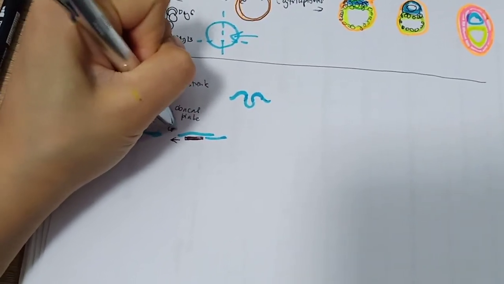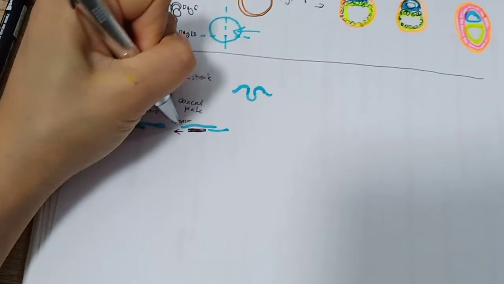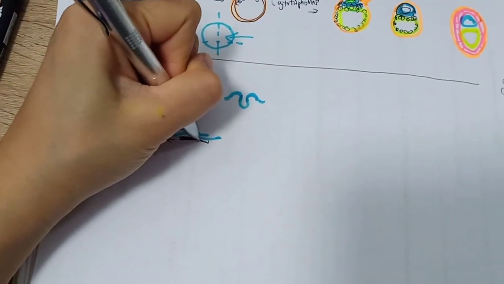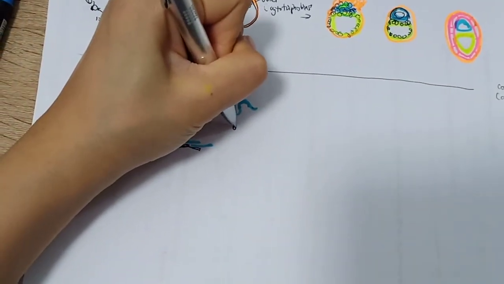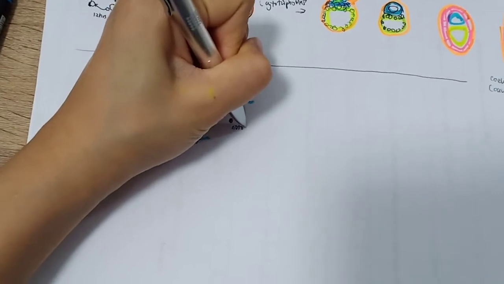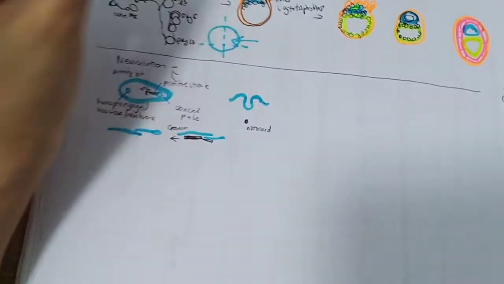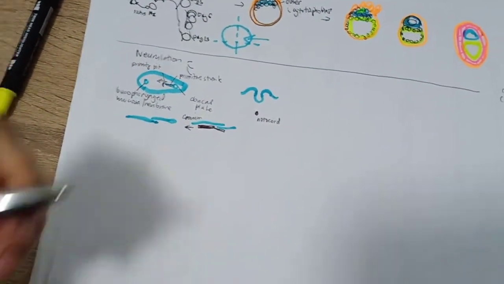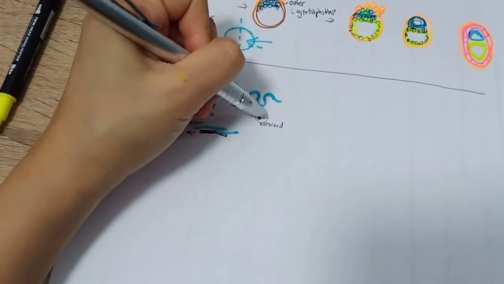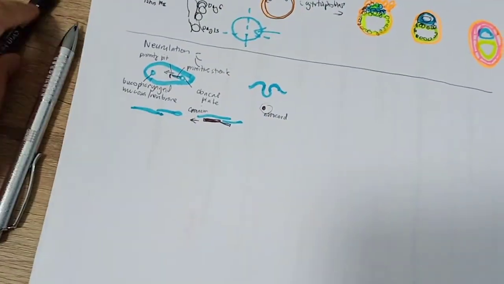Cranially, and also caudally, and this will form the notochord. The notochord basically will become the nucleus pulposus of the intervertebral disc.